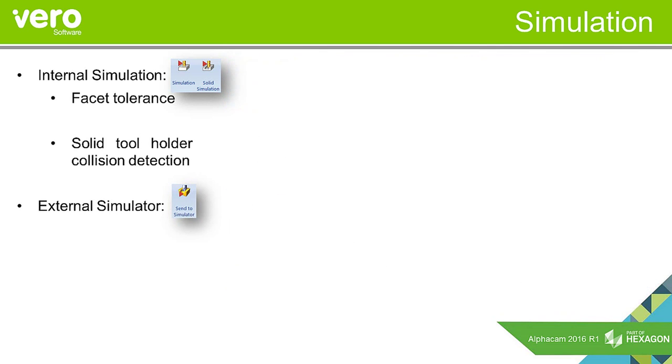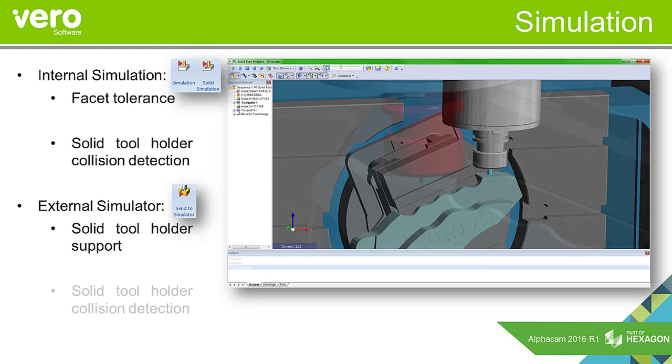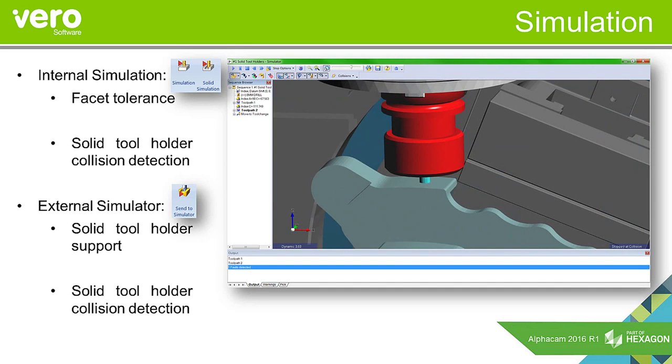If we now move on to the external simulator, we can see that we have now added support for solid tool holders, whereas before it was only supporting wireframe tool holders. In conjunction with the solid tool holder support, we have also introduced the collision detection so that when we have a clash, the areas are clearly indicated.